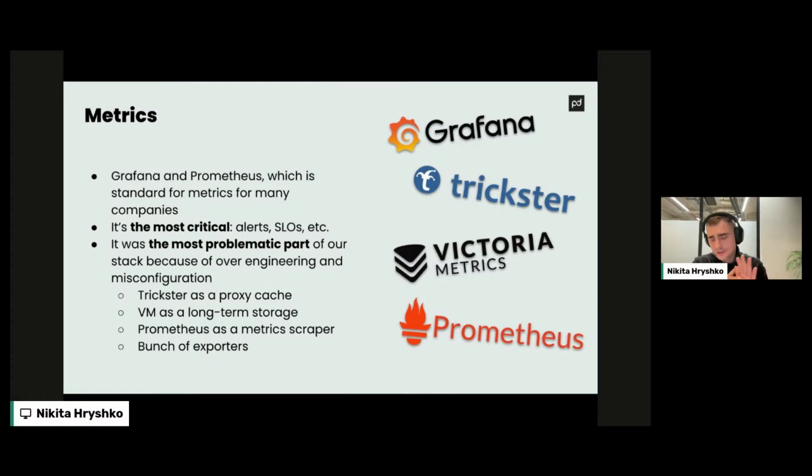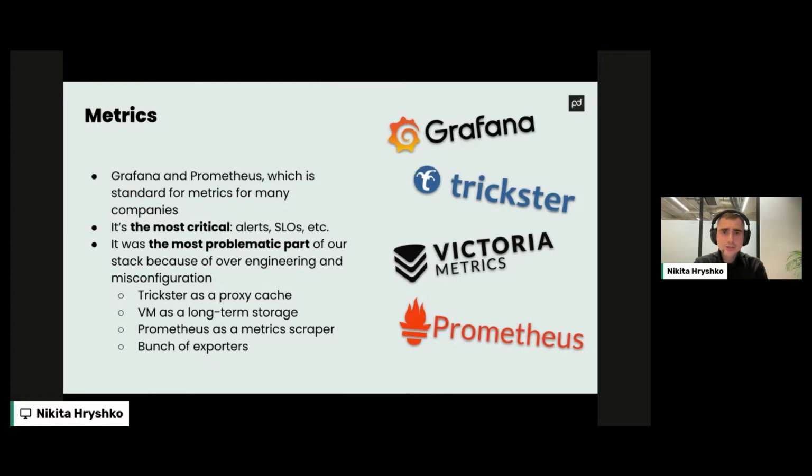What about metrics? Once again, we opted for the, I would say, conventional approach: the Prometheus ecosystem and Grafana for visualization. But this is typically the most critical aspect of any observability stack at any company, because metrics aren't just for creating fancy visualizations. They play a crucial role in functions like setting alerts or defining service level objectives. And unfortunately for us, this turned out to be, I would say, the most problematic part of our stack, partly due to our engineering and misconfiguration.